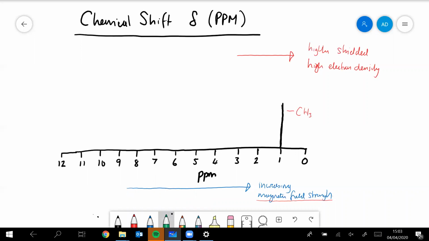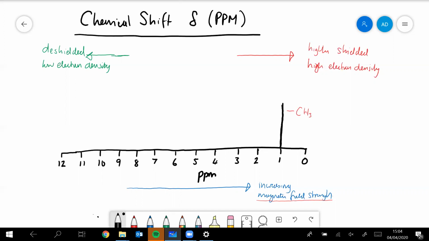Whereas down here, these are said to be de-shielded. That means there's low electron density, because those protons are near to electronegative elements, and those electronegative elements are withdrawing the electrons away from them. So because there's low electron density, you don't need such a strong magnetic field in order to make them absorb radio waves.